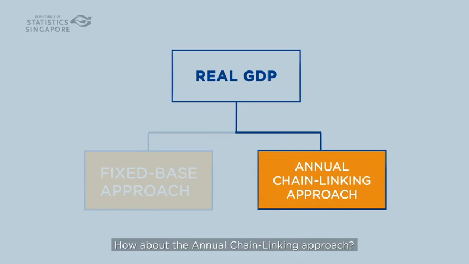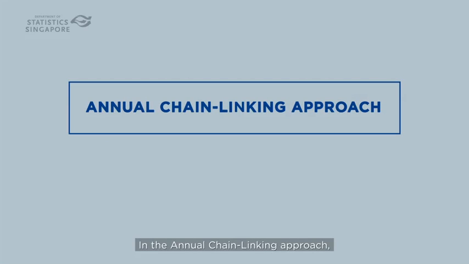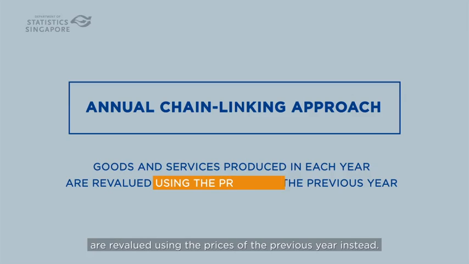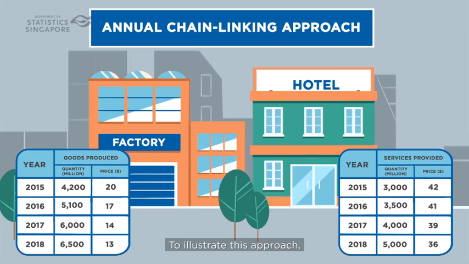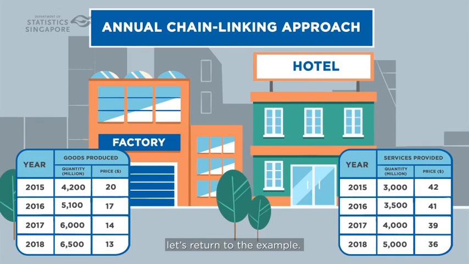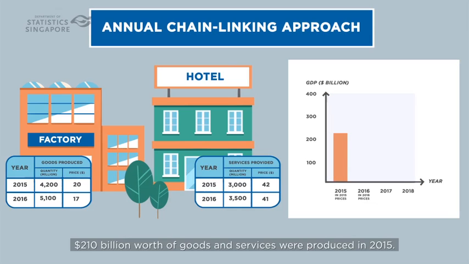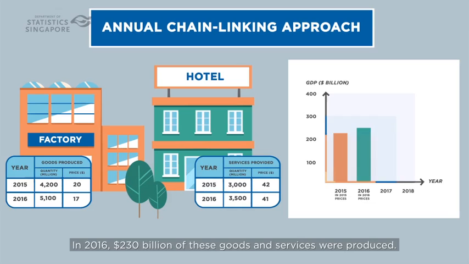How about the annual chain linking approach? In the annual chain linking approach, the goods and services produced in each year are revalued using the prices of the previous year instead. To illustrate this approach, let's return to the example. $210 billion worth of goods and services were produced in 2015. In 2016, $230 billion of these goods and services were produced.